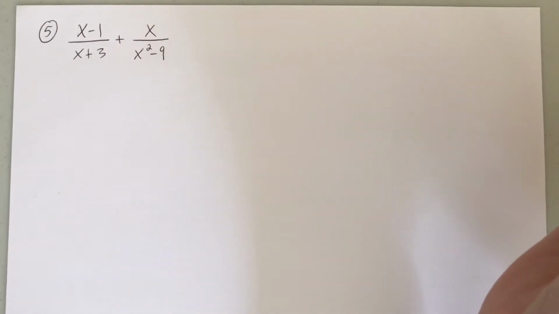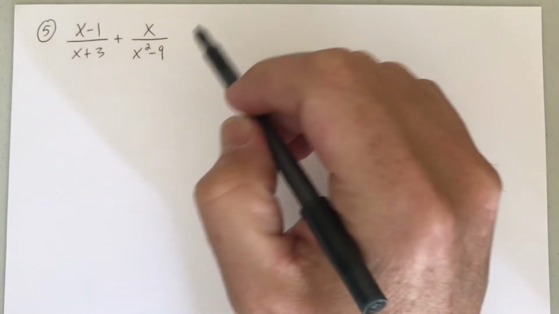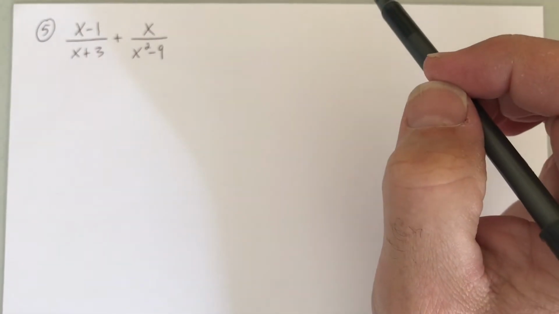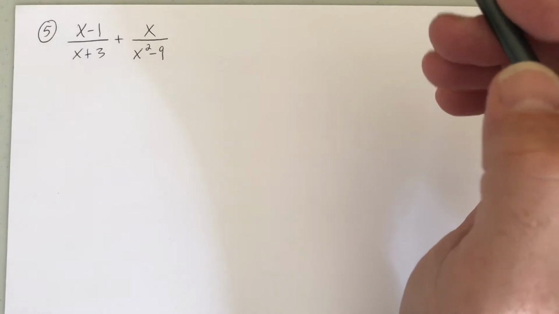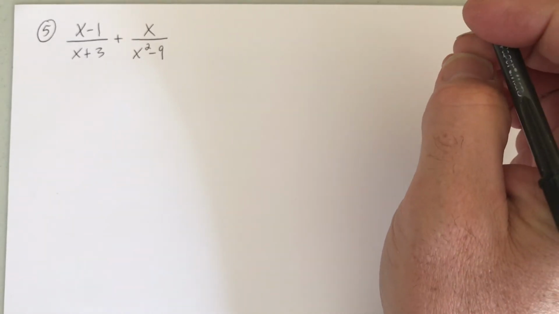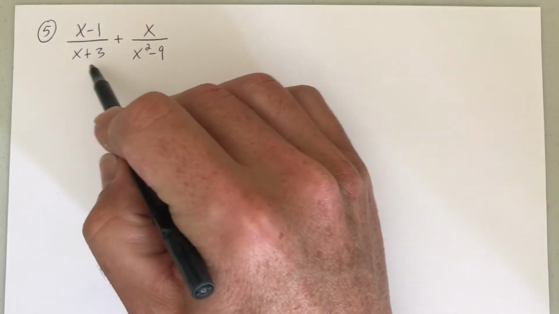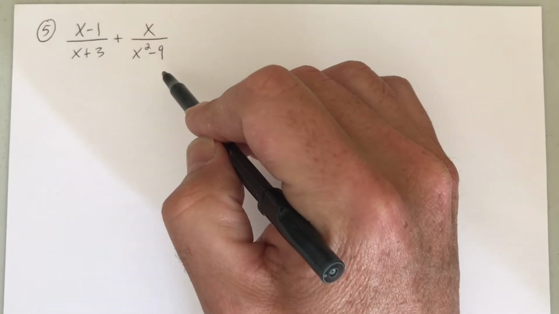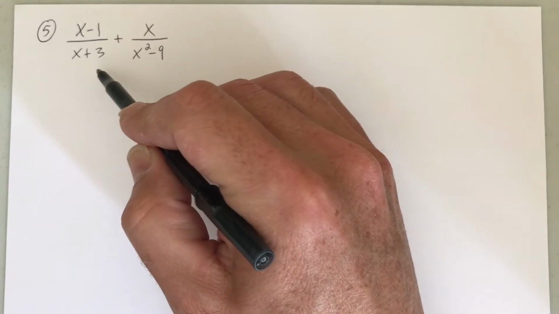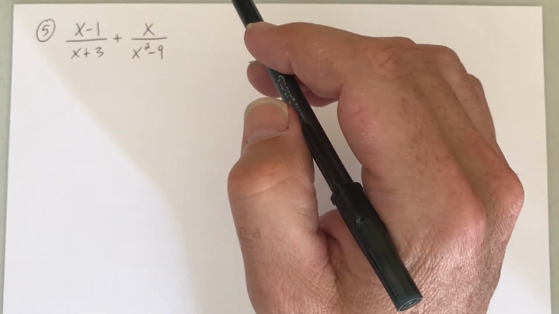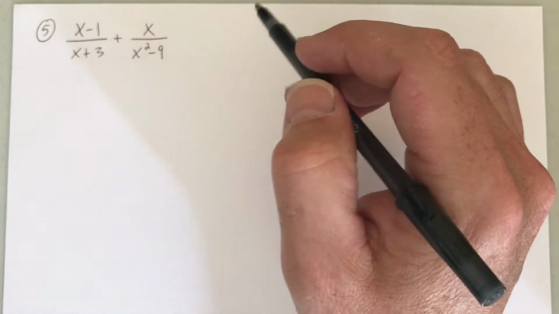So let's take a look at number 5. You can see this is a little different from what we've done with problems 1 through 4. We got a quadratic in the bottom. So really the first step you want to do is look at your denominators. First you want to see, do you have a common denominator? If we don't, you want to go ahead and make sure you factor all your denominators before we try to find that least common denominator.